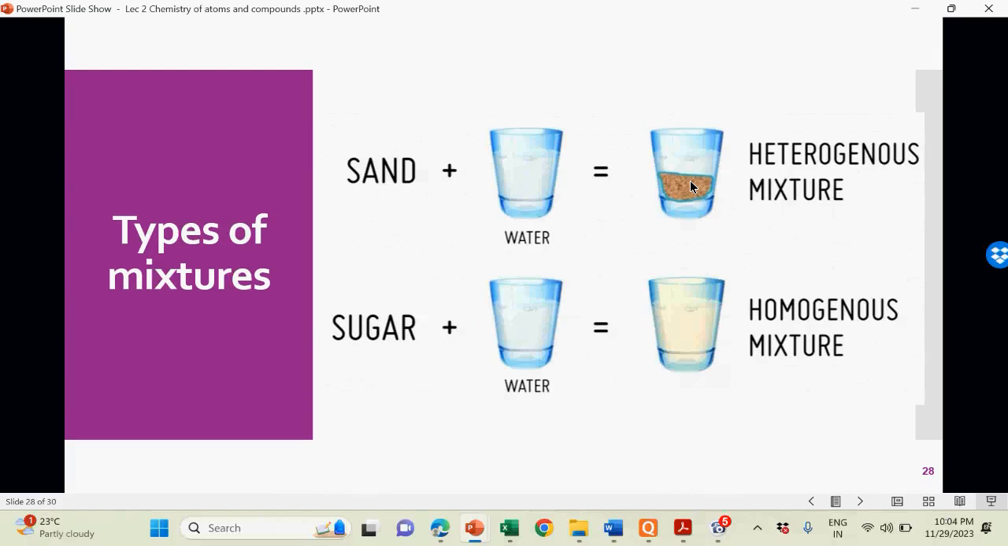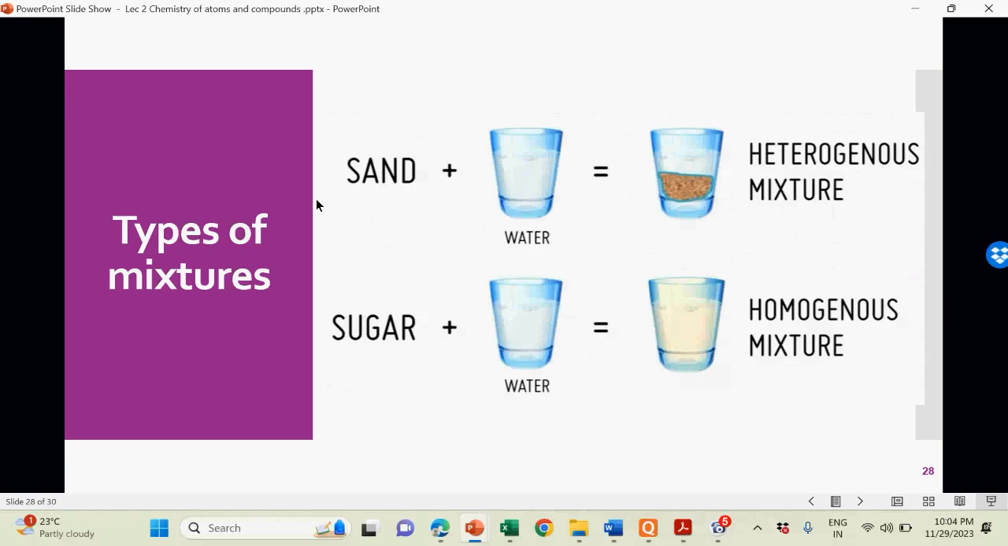You can rotate or you can stir the sand with water. For some seconds, it can give you the impression that it is becoming a homogeneous solution, but quickly it will precipitate to the bottom of the container, giving completely different layers. The water will be on the top and the sand will precipitate on the bottom. If you compare this mixture with the sugar and water, you will find that the sugar can dissolve completely in the water, forming a homogeneous mixture.